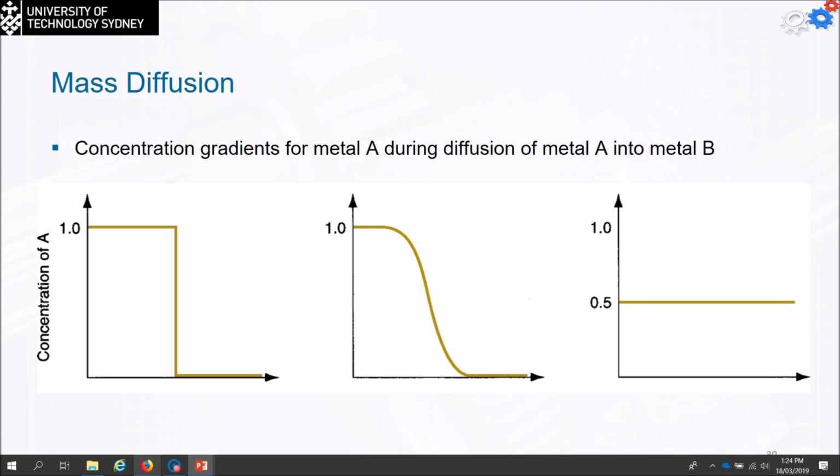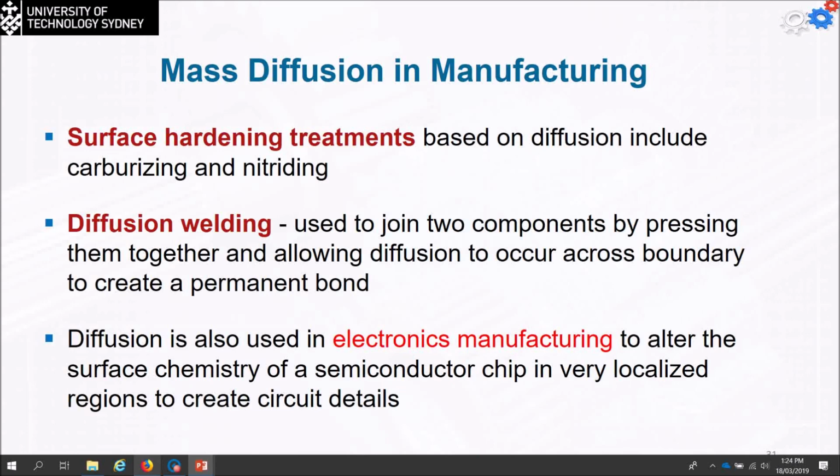So how can we use mass diffusion in manufacturing? It's very important in surface hardening treatments based on diffusion, which include carburizing and nitriding. If we have a carbonized surface, simply we impose carbon on the surface of the steel, and we have a carbon-covered steel. Also, we have it in diffusion welding, where you join two components by pressing them together and allowing diffusion to occur across the boundary to create a permanent bond. And diffusion is also used in electronics manufacturing to alter the surface chemistry of the semiconductor chip in very localized regions to create the circuit details.